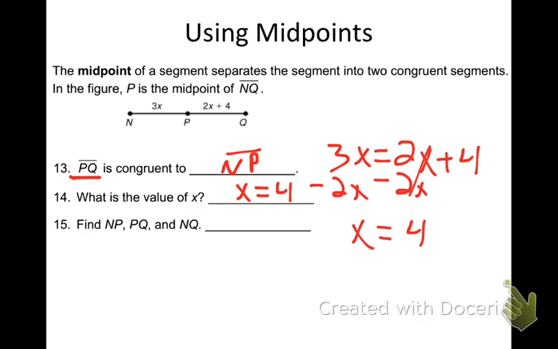Now, can I find all of my lengths? Yep, what's NP going to be? What's PQ going to be? And what's NQ going to be? 12, 12, and 24. Our midpoint's probably a little bit easier. Yeah, actually, you can just set them equal to each other, really.